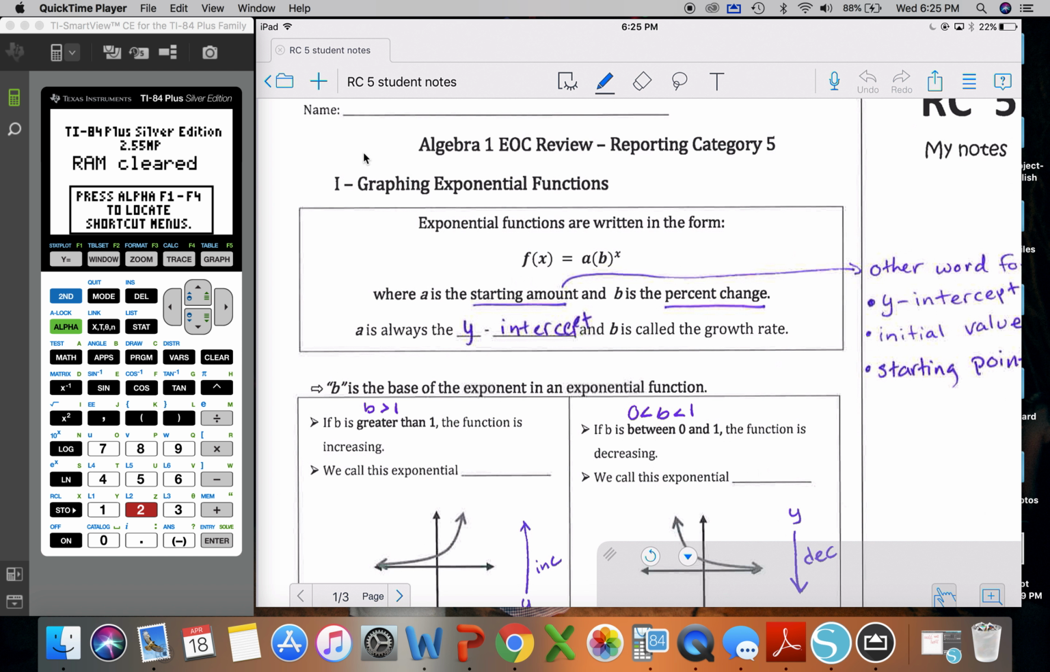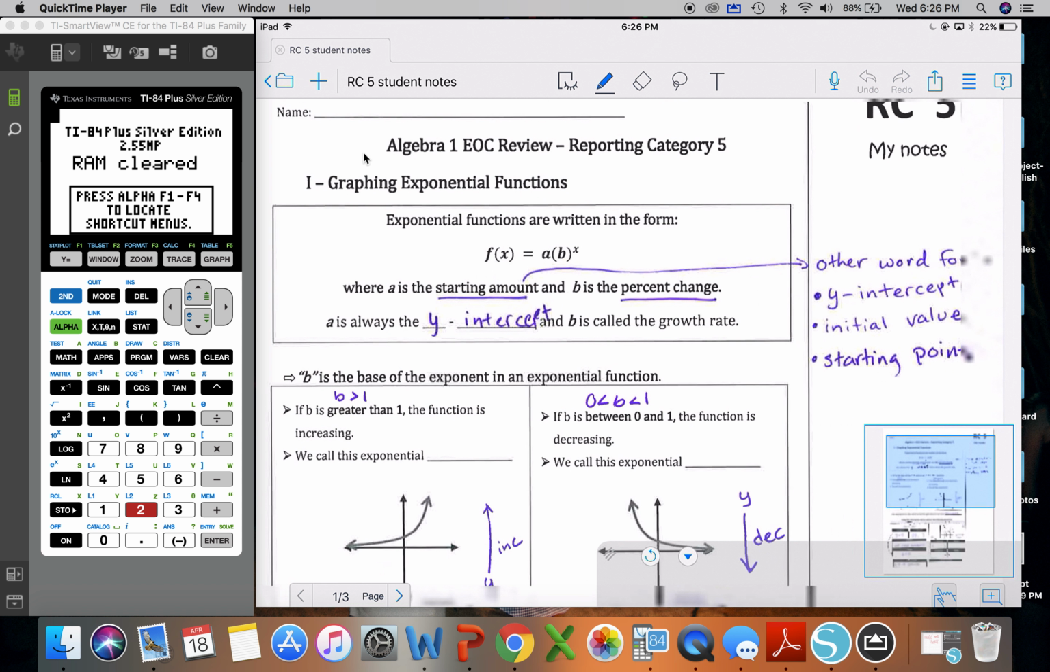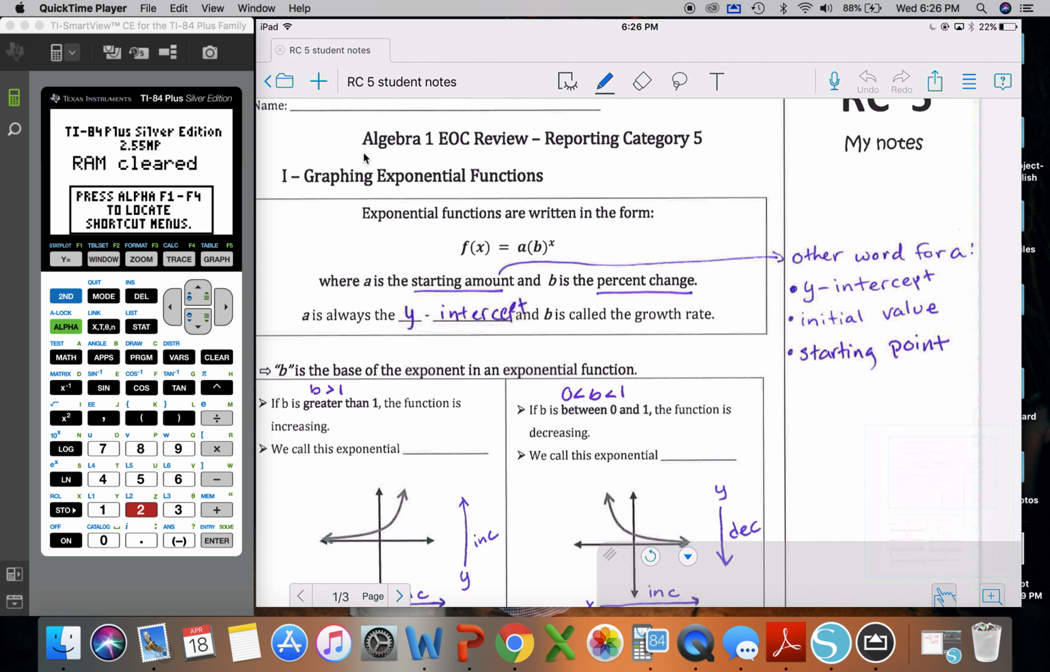Exponential functions are written in the form f of x equals a times b to the x, where a is the starting amount and b is the percent change. A is always the y-intercept or starting rate, and b is the growth rate. We've listed on the right side some other words you could use for a. A is your y-intercept. It's your initial value, your starting amount, your starting value, your starting point, etc.